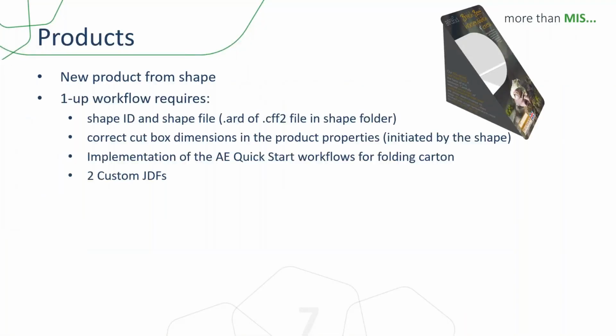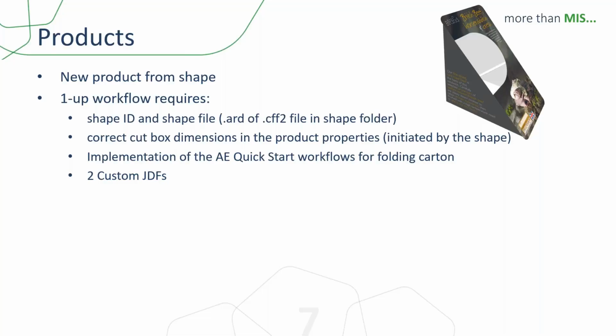Let me show you in the PowerPoint what the requirements are. So in fact, to use this OneUp workflow for packaging, you need a shape ID. So you need to have a shape ID that is exchanged with your RDOS cut, and you need a shape file for this shape ID. So it can be an .ard file or a .cf2 file, which is stored in the shape folder. We saw in the previous examples how you can ask for files in shape folders.